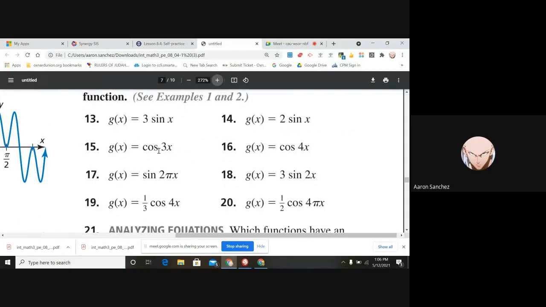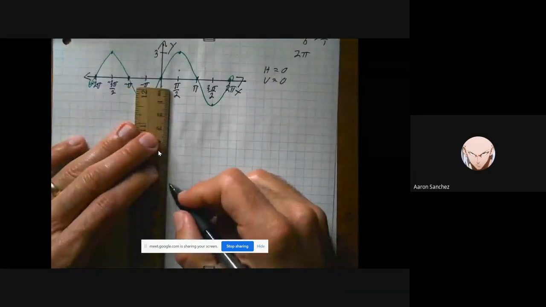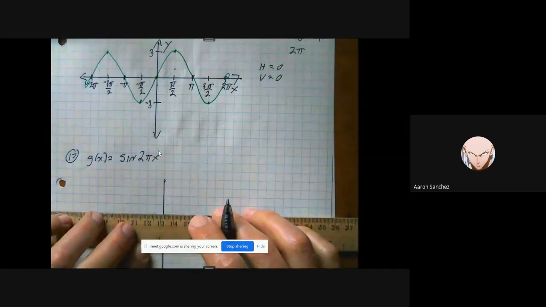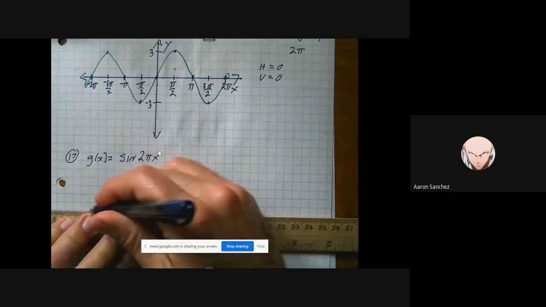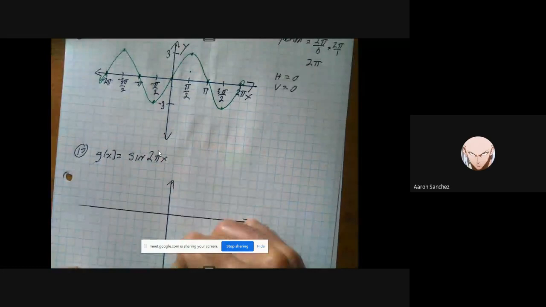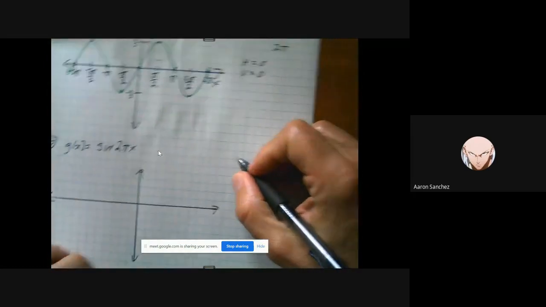G of x equals sine of 2 pi over x. Okay. Let's draw our graph. This time we should do a cosine, huh? Okay, let's write down what we got here.